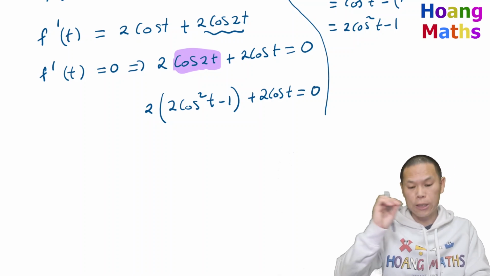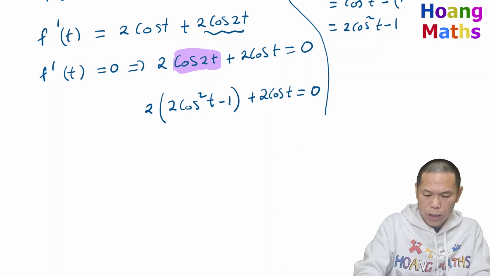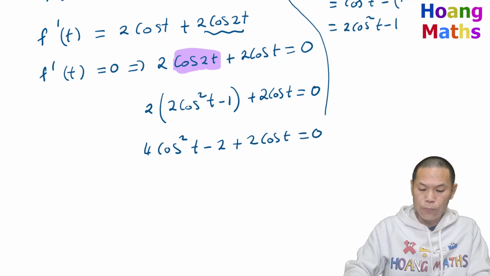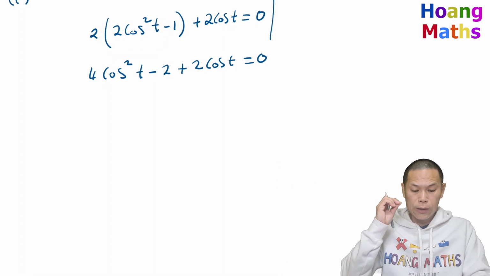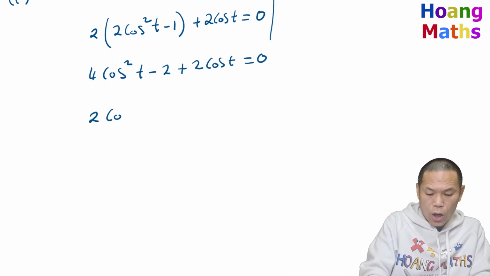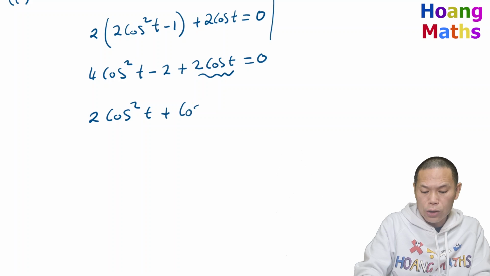So now I need to expand it and factorize it. Okay, so I expand this first. That gives me 4 cos square t minus 2 plus 2 cos t is equal to 0. So now I just divide everything by 2. That gives me 2 cos square t, plus cos t, and minus 1 equals 0.